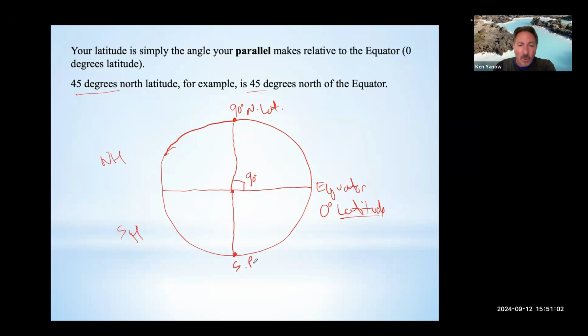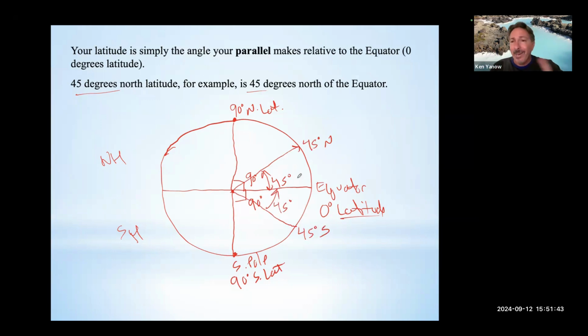I can do the exact same thing in the southern hemisphere. So here's the South Pole. And the South Pole is going to be at 90 degrees south latitude because, again, it makes an angle of 90 degrees relative to the equator. So all latitude is where are you located relative to the equator. 45 degrees means that you're making an angle of 45 degrees relative to the equator. And so this would be 45 degrees north latitude. Here in the southern hemisphere, again, you can go 45 degrees, but this would be 45 degrees south of the equator, so this is now 45 degrees south latitude, and so on and so forth.